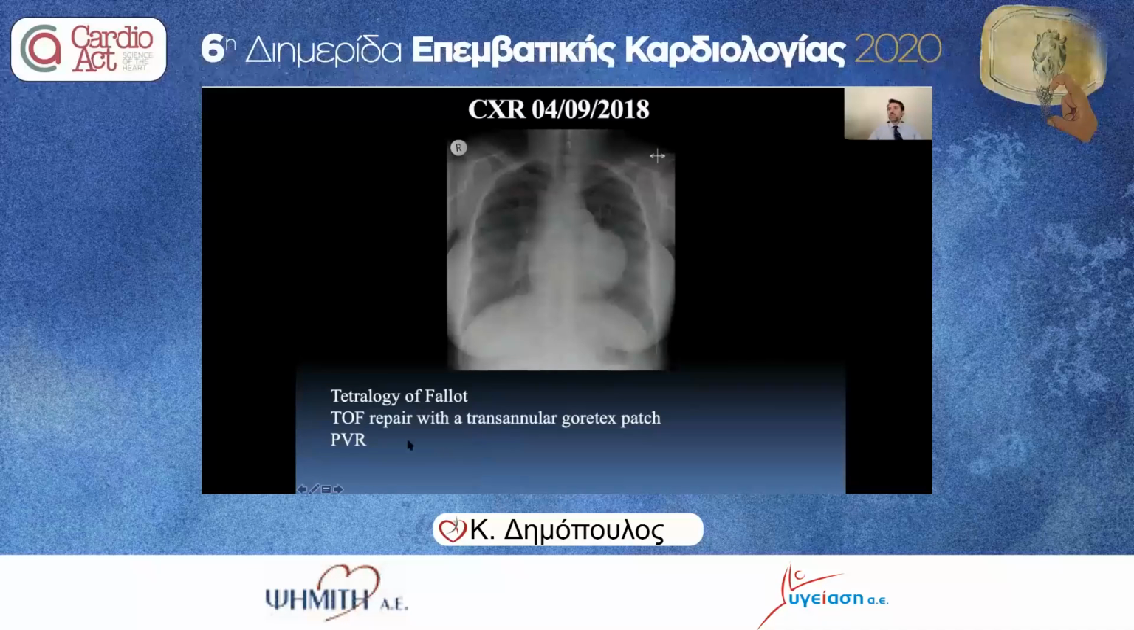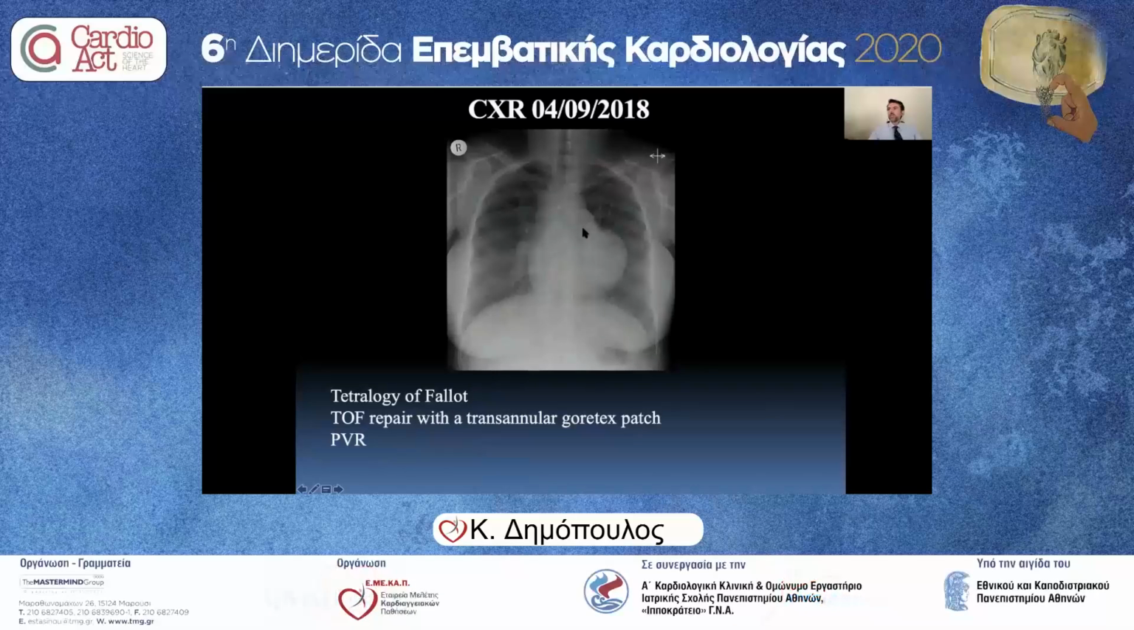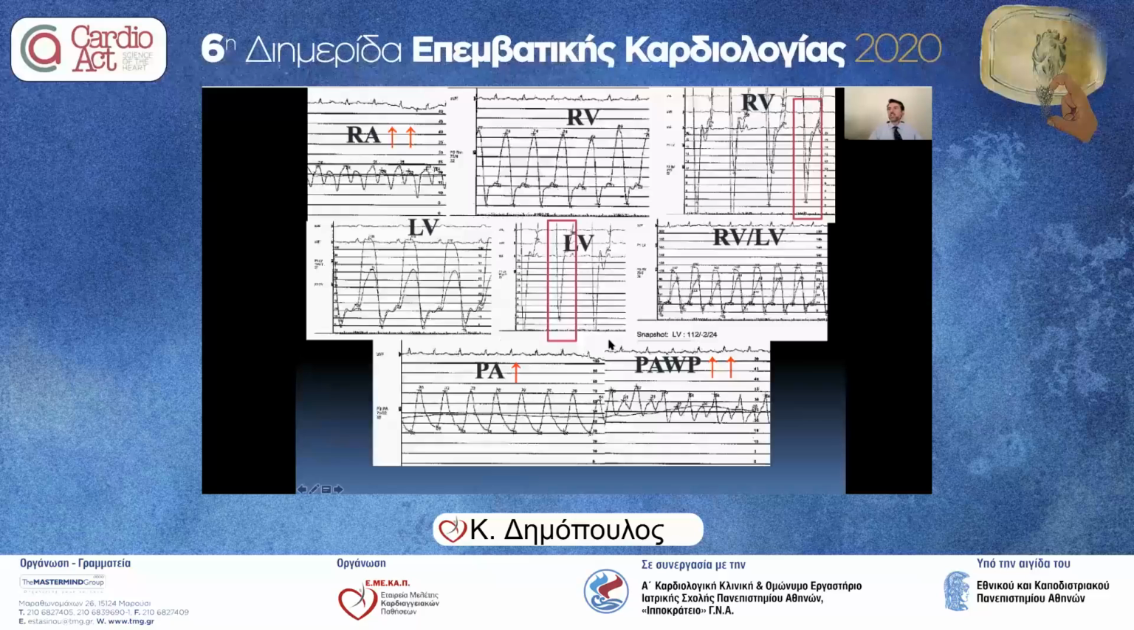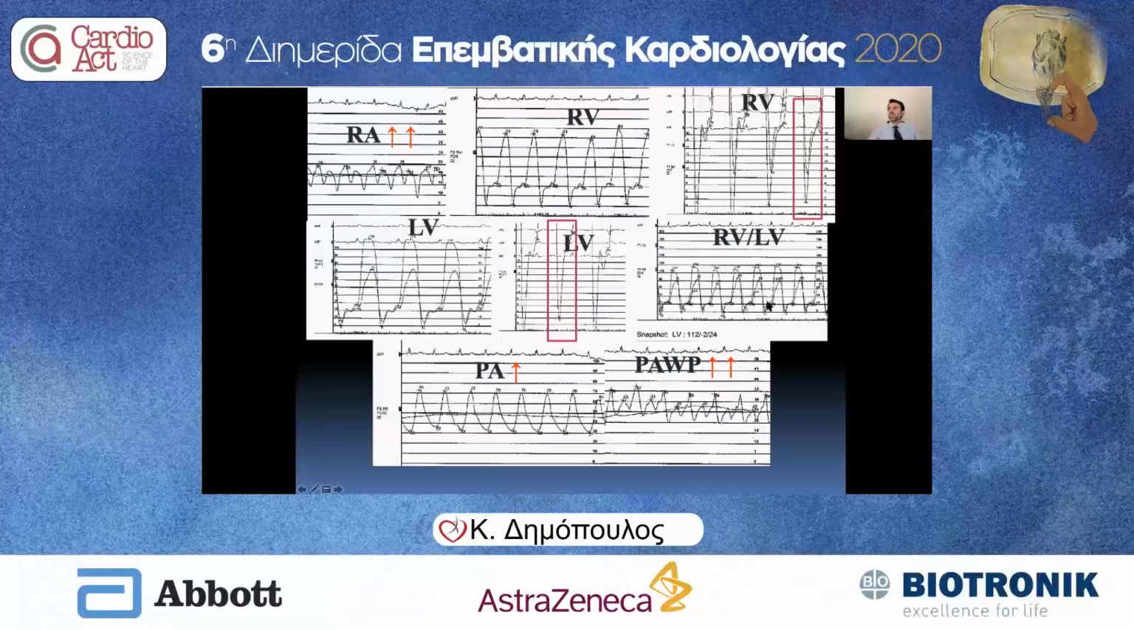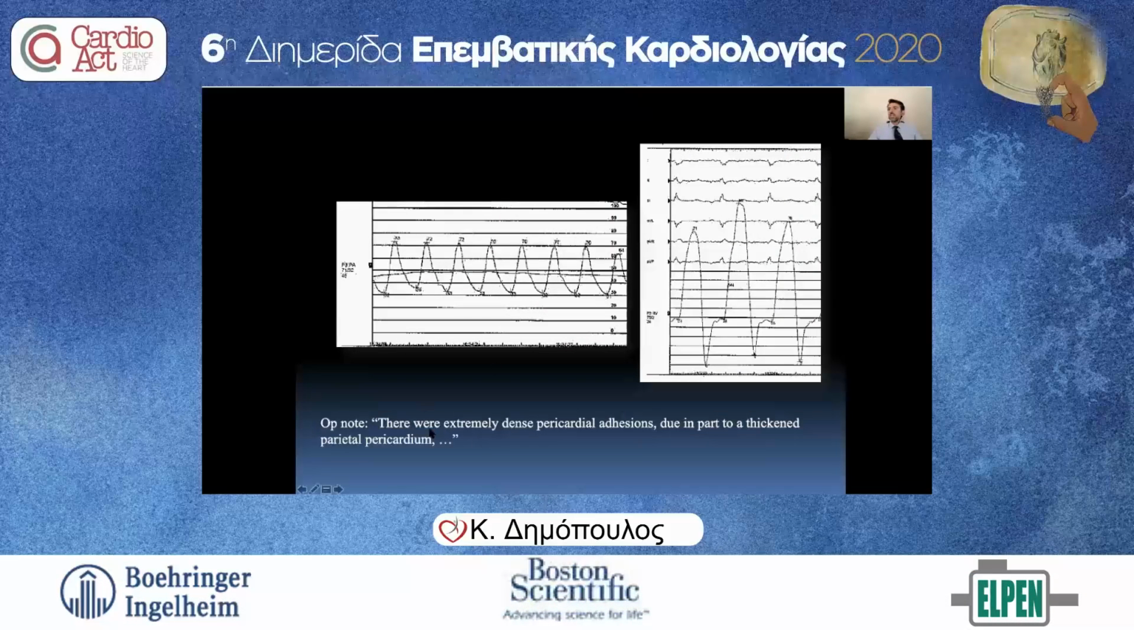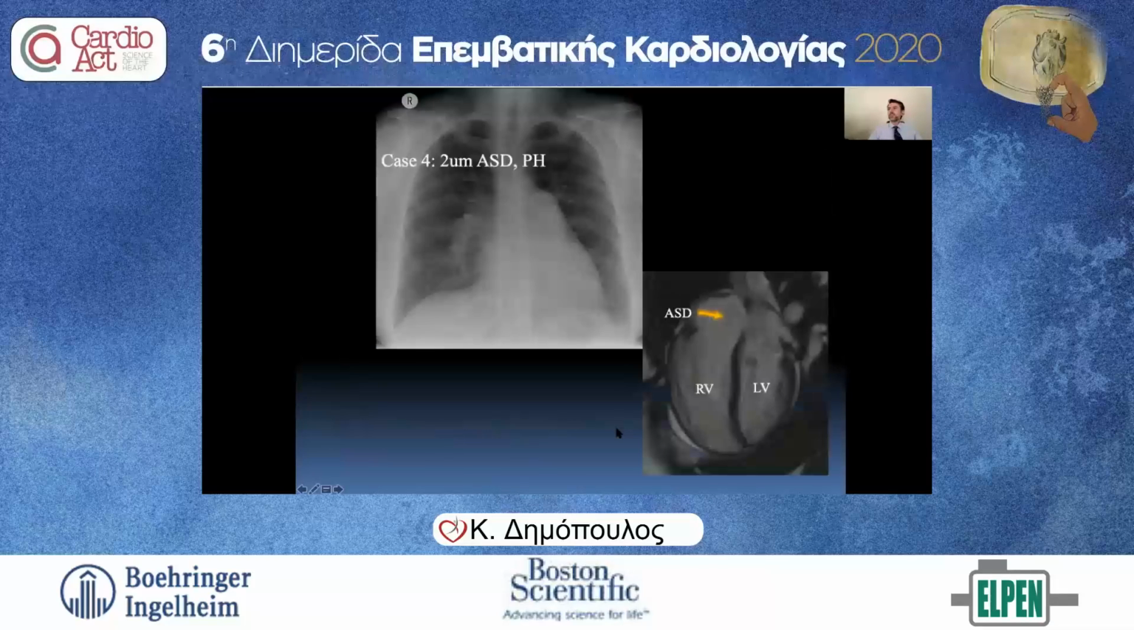This is another young patient with tetralogy of Fallot, repaired previously, and had the pulmonary valve replacement. You can see the pulmonary valve, you can see previous sternotomy, the apex was going up because of right ventricular dilatation. And what we found is that this finding of constrictive pericarditis. Indeed, you can see that the PA pressure is raised, but also the wedge pressure and the right atrial pressure are very raised, and you have this characteristic dip and plateau here, or square root sign. Indeed, the op note said there were extremely dense adhesions due to thickened pericardium.